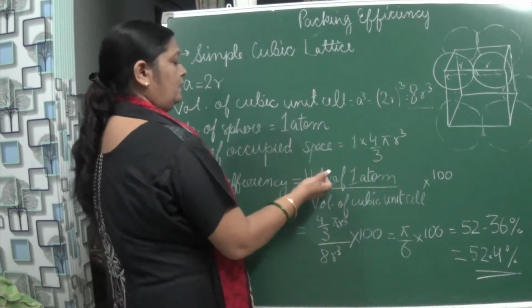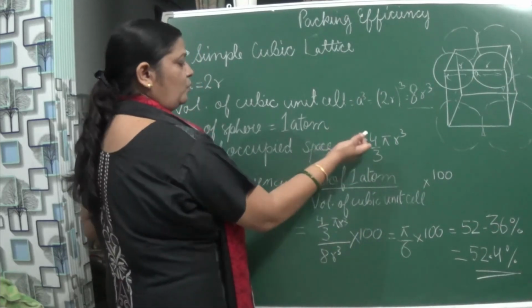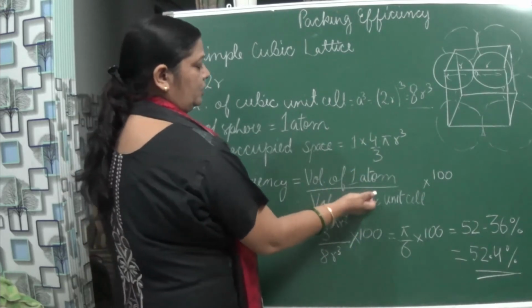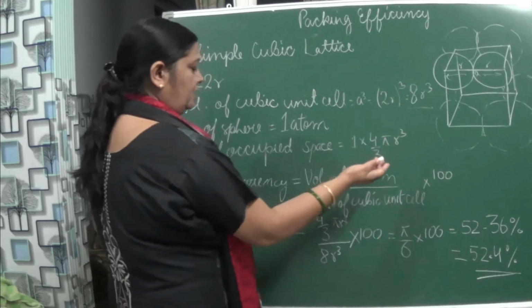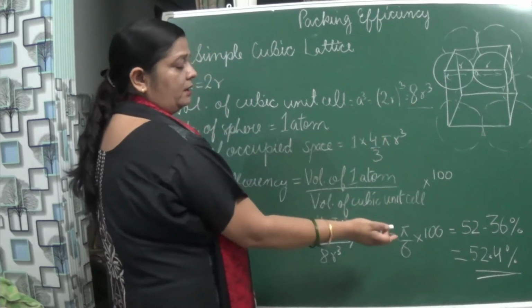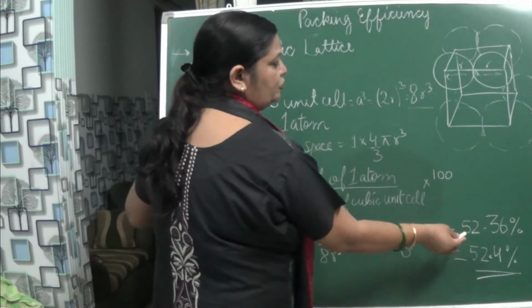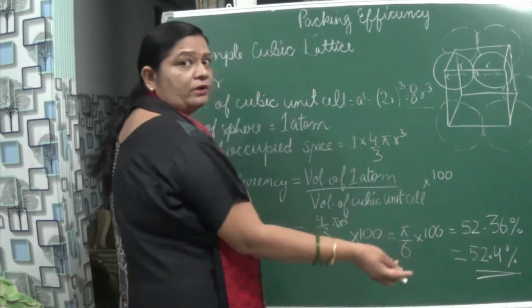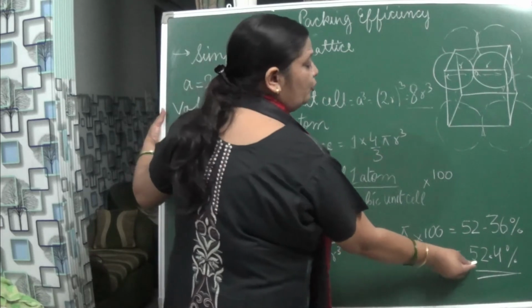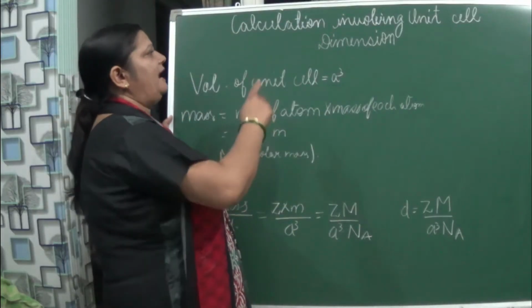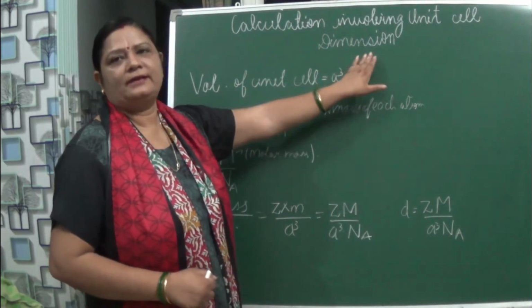The volume of the one atom we have taken is 4 upon 3 pi r cube, isn't it? And the volume of the cubic unit cell we have taken is 8R cube, into 100. When we simplify it, we get 52.36%. Rounding it off, it becomes 52.4%.